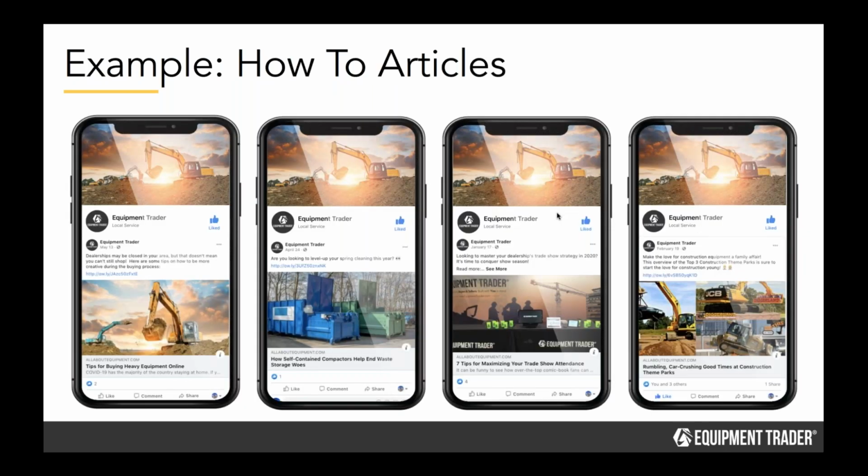So here are a few examples of some different articles shared on Facebook through our brand, Equipment Trader. One talks about tips for buying heavy equipment online. Another talks about self-contained compactors, tips on attending a trade show, and a fun list of construction theme parks. These are all topics I know you're the experts in and passionate about. Write out the top reasons, the steps or the process, and just expand on each one. Let your consumers know when they come to buy a unit from you, they are dealing with a knowledgeable staff.